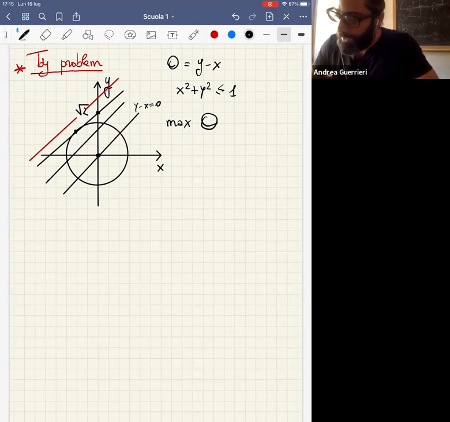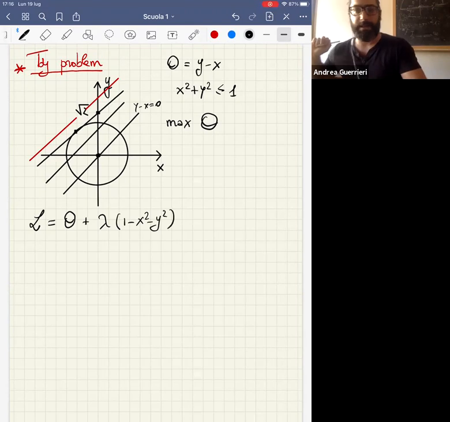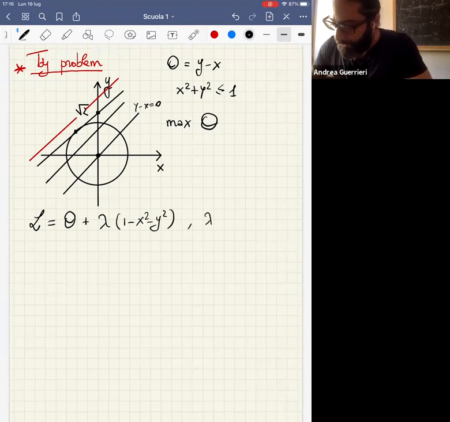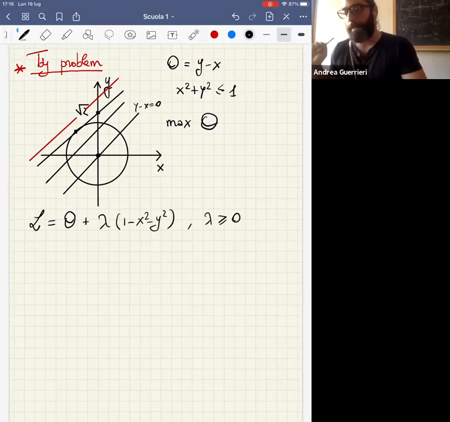Okay. So what we do is we define a Lagrangian, which is given by our objective, plus we introduce a slack variable lambda, and we multiply our constraint like this. Now this lambda must be positive. Now, why is this a good idea? Why are we going to do this? This is a good idea for the following reason.